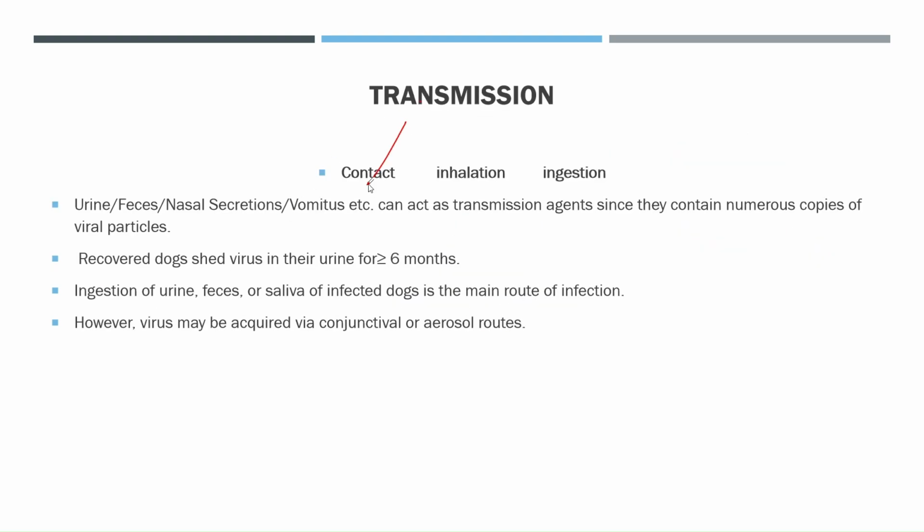Transmission. The transmission is by contact, inhalation, and ingestion. Common routes: urine, feces, nasal secretion, vomitus, etc. These can act as transmission agents since numerous copies of the virus particle can be there. Recovered dogs secrete the virus in urine for more than 6 months.